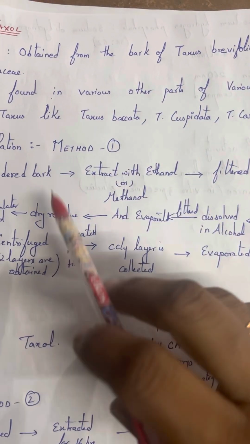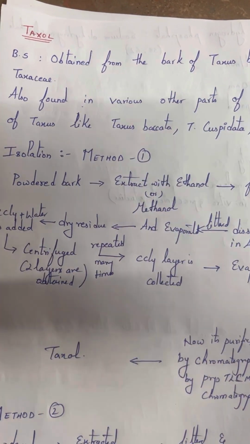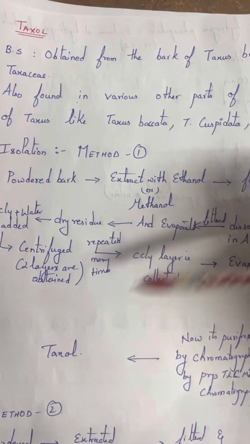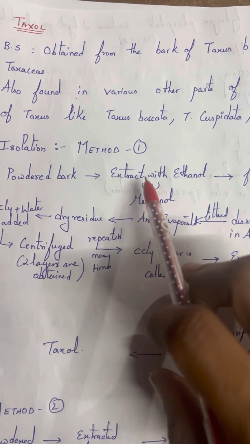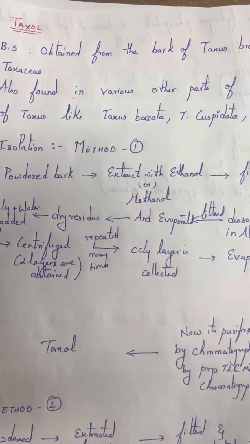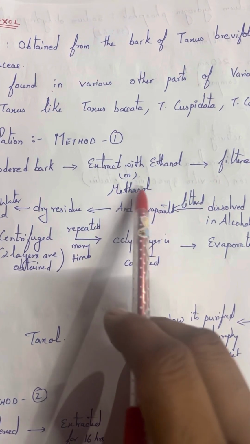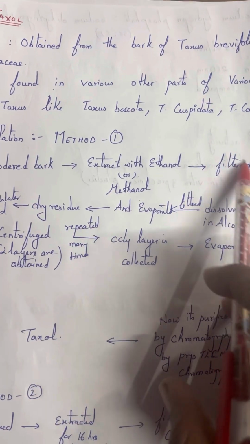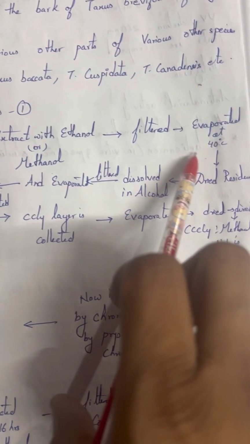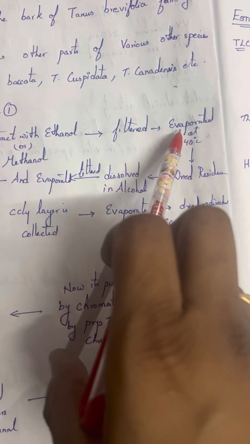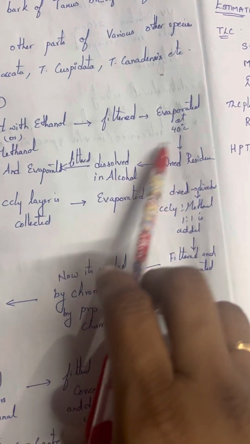Next, coming to the isolation part, we generally have two methods. In the first method, powdered bark is taken and extracted with ethanol or methanol and filtered. After the filtration is done, it is evaporated at 40 degrees centigrade and a dried residue is obtained.